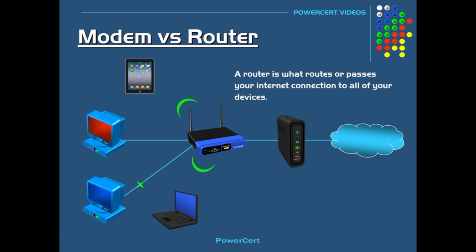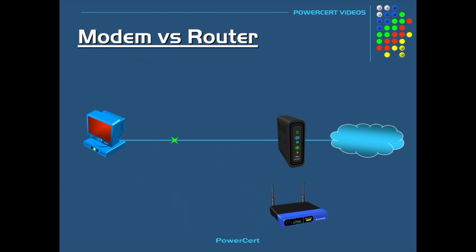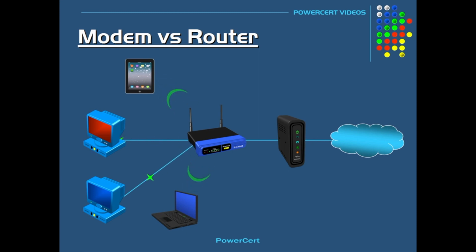Now technically you really don't need a router if you only want one of your devices to access the internet. You can just plug that device's network cable directly into the modem, and then you'll be able to access the internet. However, like most homes and businesses, you're going to have multiple devices that need access to the internet, and that's where you would need a router.